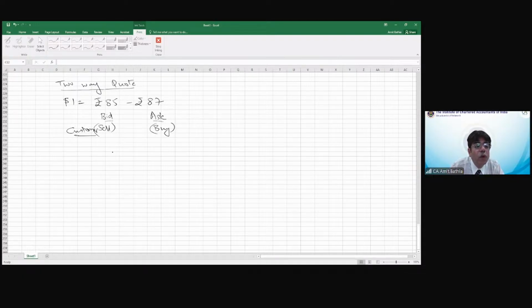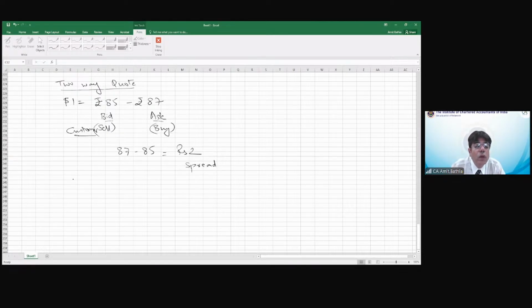What is the difference between 87 minus 85? What is this 2 rupees? This is known as the spread or the margin. Are you all with me? Okay. All right.